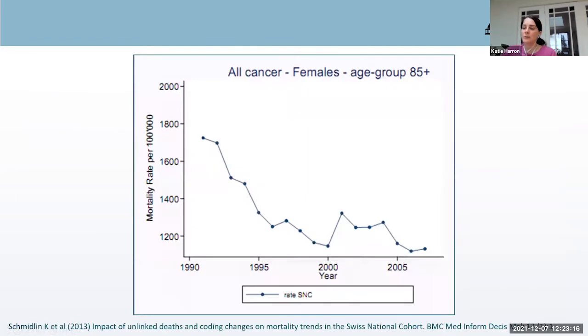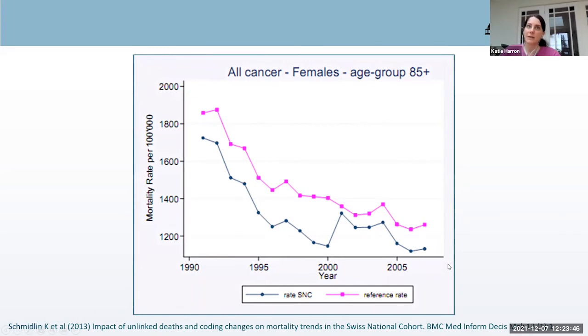So this plot comes from a linkage of a Swiss national cohort study with mortality records. The blue line here is the mortality rate that was estimated from the linked data. When the authors looked at external reference data or national statistics for this particular group in terms of mortality, they could see that their linkage had missed a lot of the links that should have been made with mortality records.